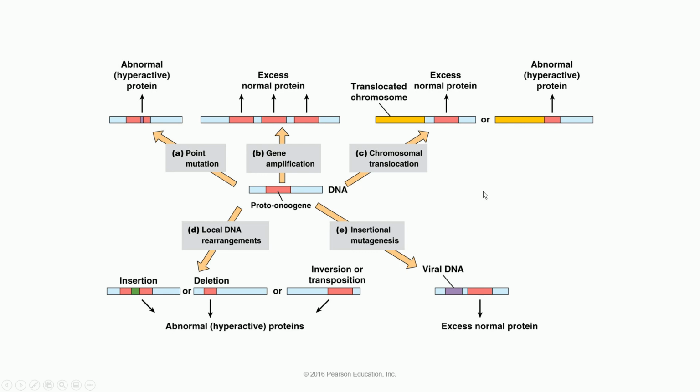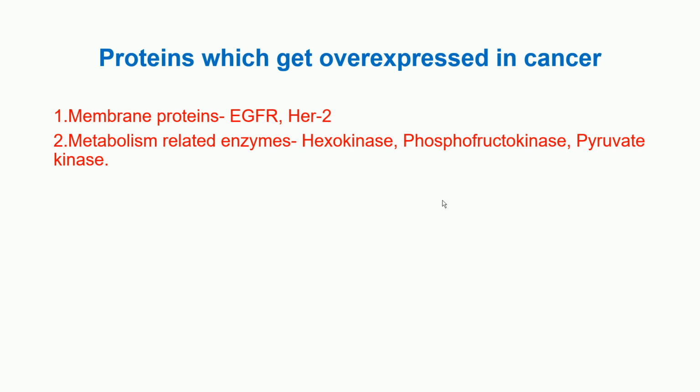So this is basically the same slide. Right now we are talking about DNA to protein, so it makes more sense now that all these changes like gene amplification, point mutations, chromosomal translocations, and various other events take place in the DNA, in the genes, and they cause the changes to take place in the proteins. And here is the example of some of the proteins which get overexpressed in cancer.